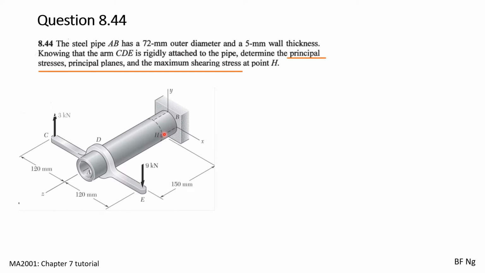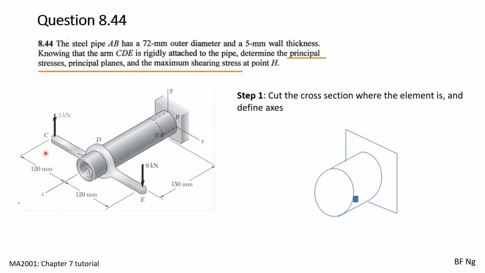So what we do in step 1 is to cut at the cross section, where the element is over here, and then we define the axes. If the question gives you the axes, you must use the same axis definition. If it does not give you the axes, you must define your own.